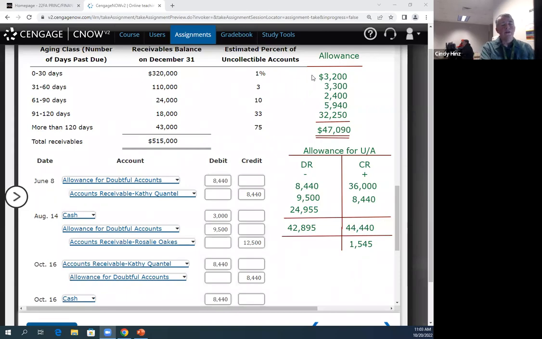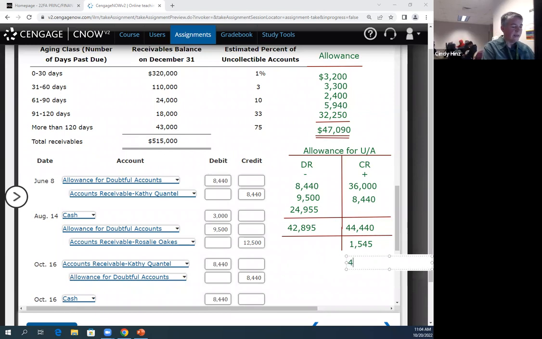Okay, so with the aging that we had, I just did the extensions. We expect 1% of this 320,000, or 3,200, to be uncollectible. 3% of the 110,000, or 3,300. I did that for each one of the classes and then added them together. And what I find is that $47,990 is how much we want to have in the allowance account. Of course, that should be a debit balance. Excuse me. No, pretend I didn't say that. Of course, that should be a credit balance.